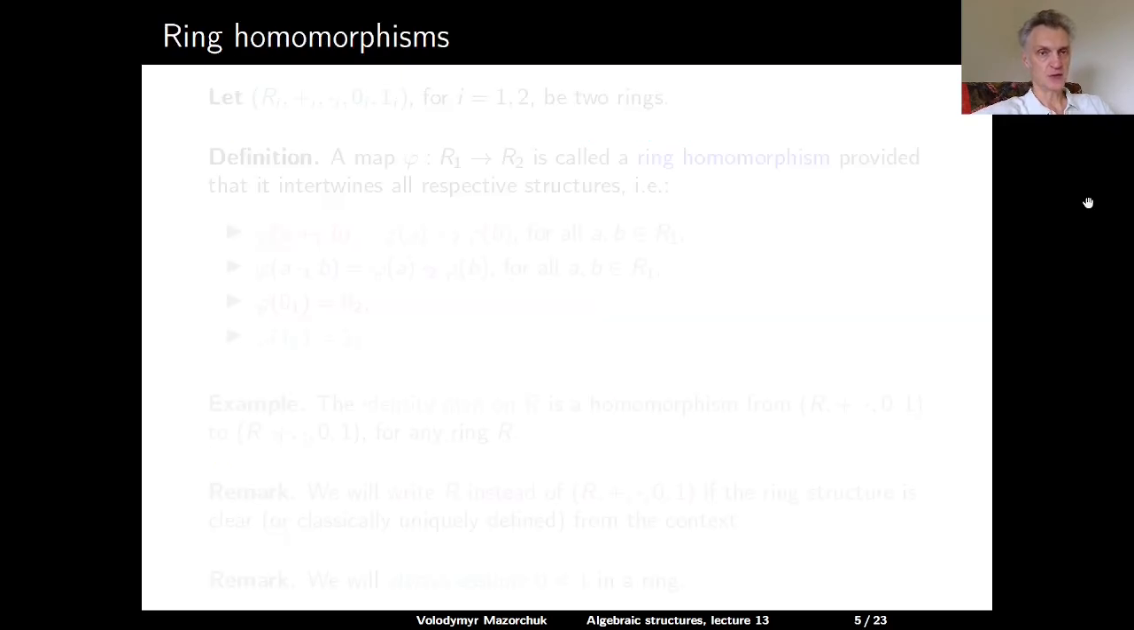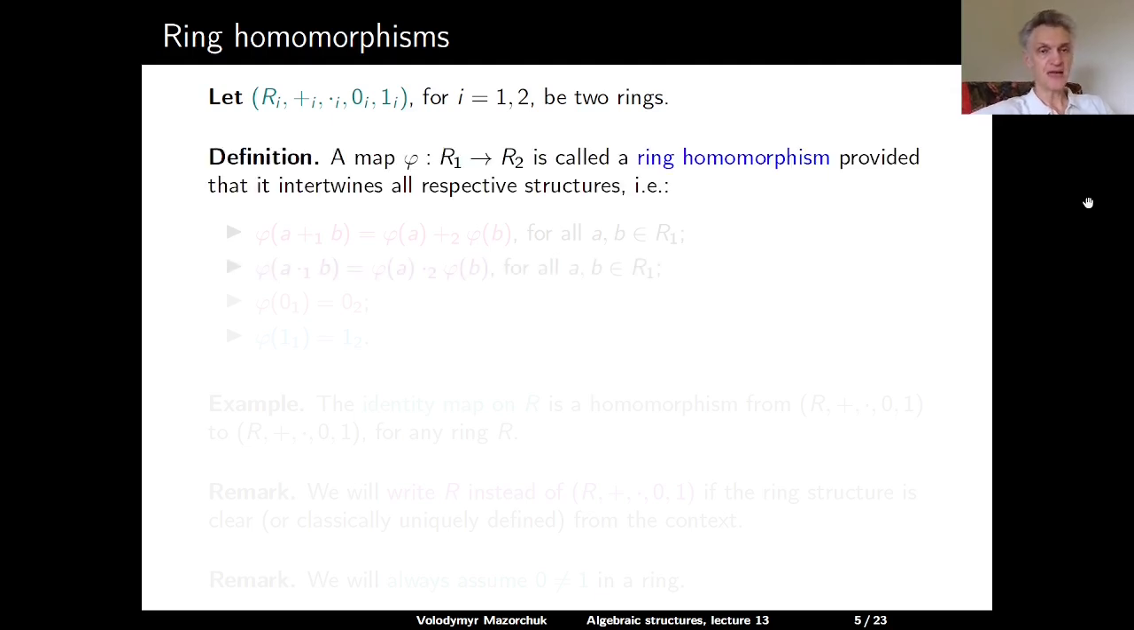Next, let us talk about ring homomorphisms. Let R1 and R2 be two rings, and just to be precise, we denote the corresponding operations and identity elements with subscript i, where i is 1 or 2, to distinguish R1 from R2. Definition: a map phi from R1 to R2 is called a ring homomorphism, provided that it intertwines all respective structures.